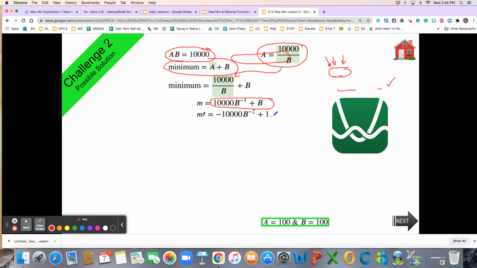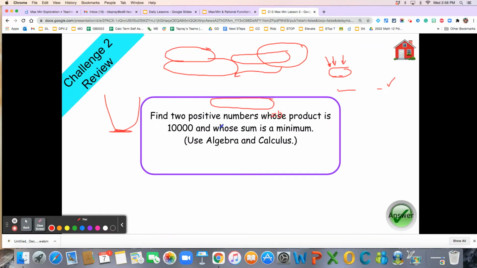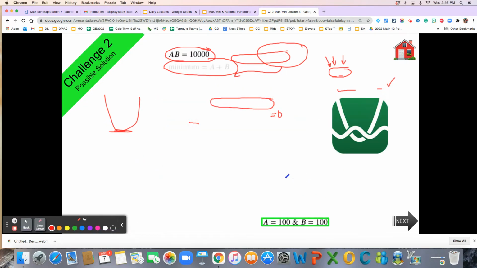Now we're going to set the derivative equal to 0, and we do that because we're looking for the relative minimum. Okay, so I've done that. I'm going to take the 1 to the other side eventually. I'm going to cross multiply, and I'm going to have b squared equals 100, so that means b equals plus or minus 100. And we are going to exclude the negative only because the question literally said two positive numbers. So that's why I'm getting rid of that.